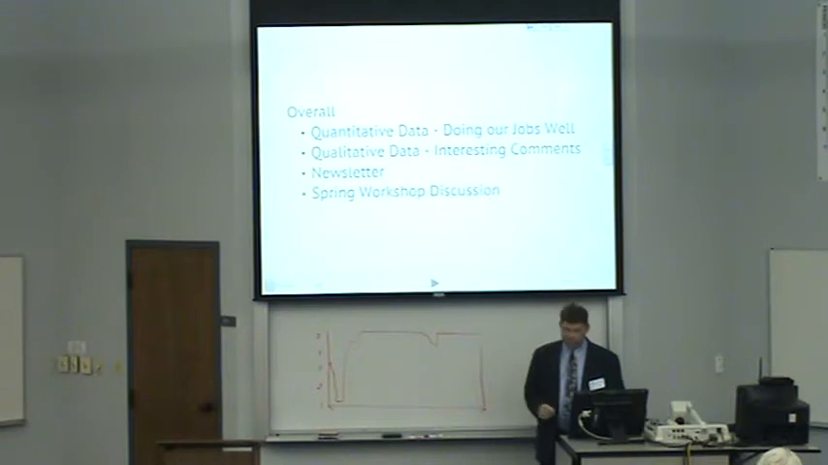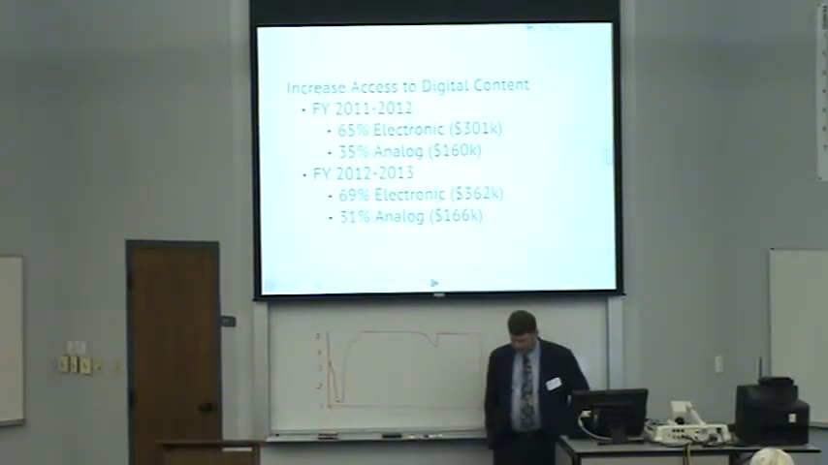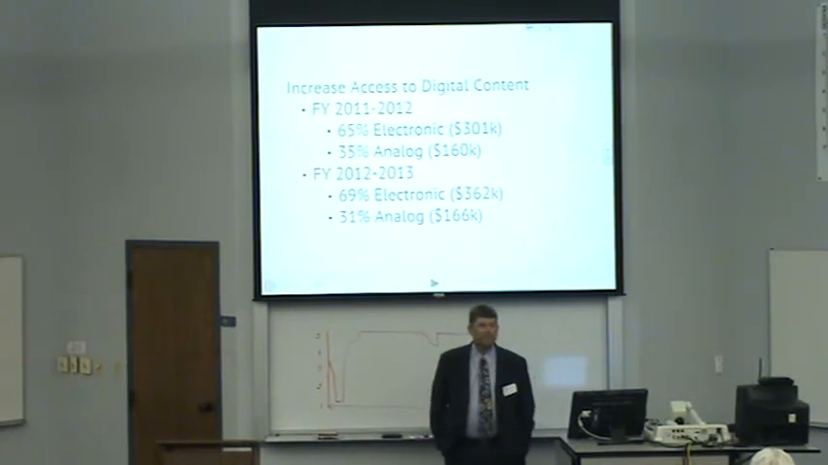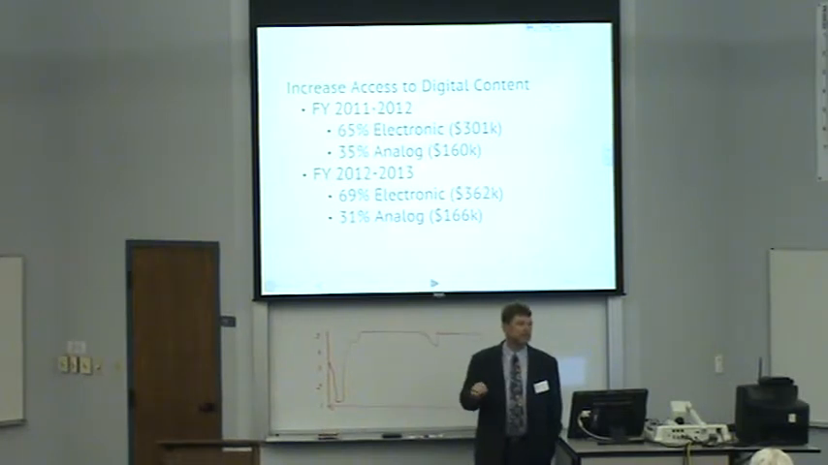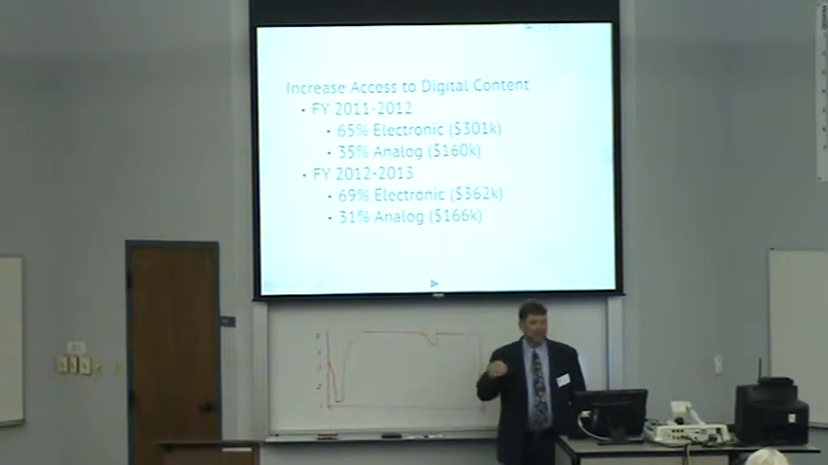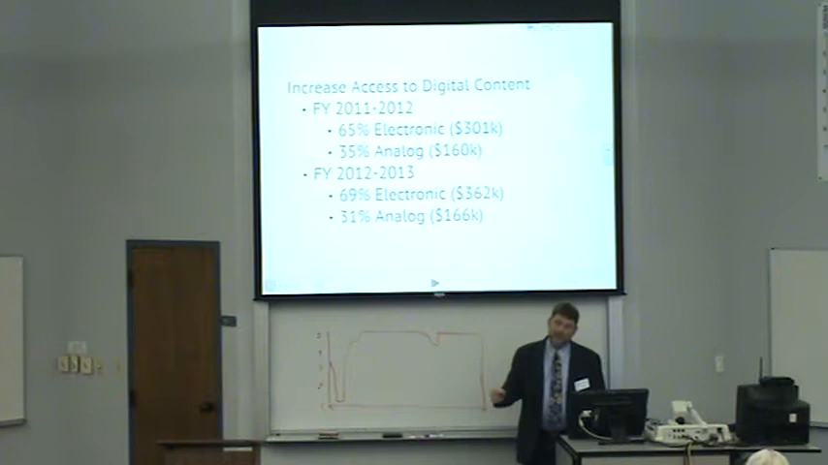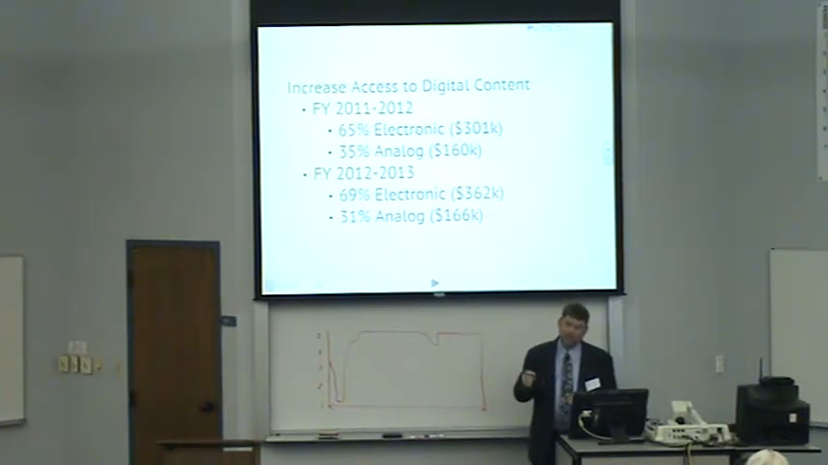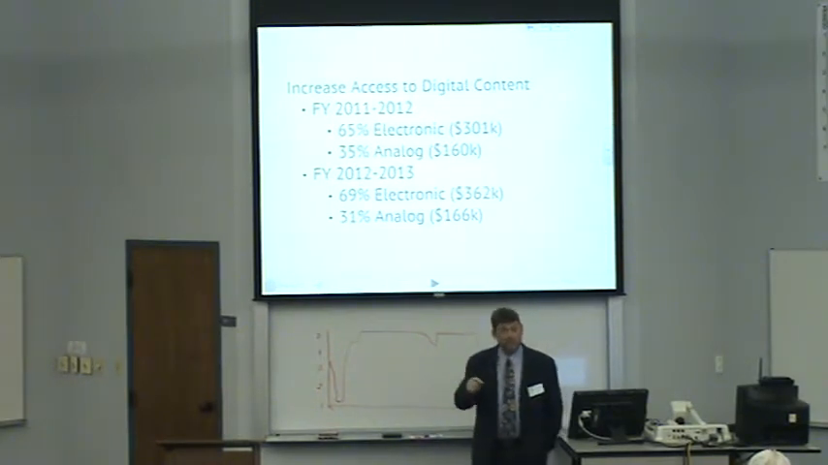The next few things I want to talk about are just some of the big issues that I thought came out of the survey that I'd like to talk with you about. One of the big issues was increased access to digital content. That was a big issue that almost everybody who responded to the survey said. So I just want to give you an idea of where we are and where we're going. Last year, we spent 65% of our materials budget on electronic content. This year, we're approaching 70%. And that, to me, is an indication that's the direction we're going.